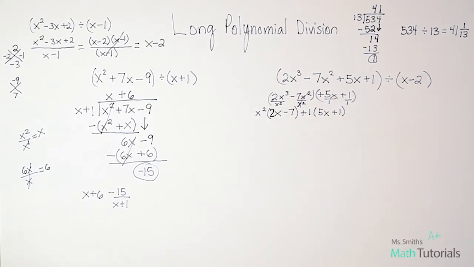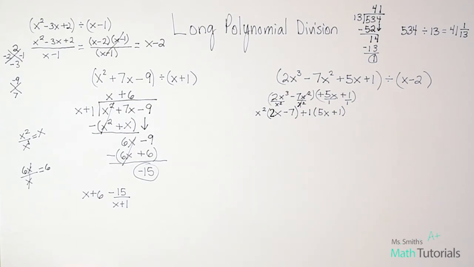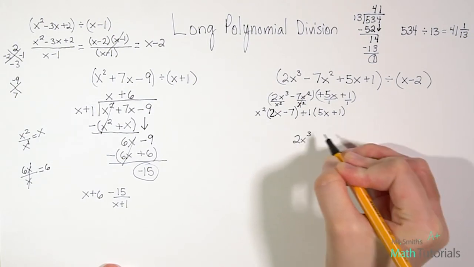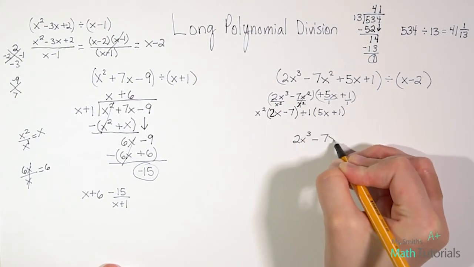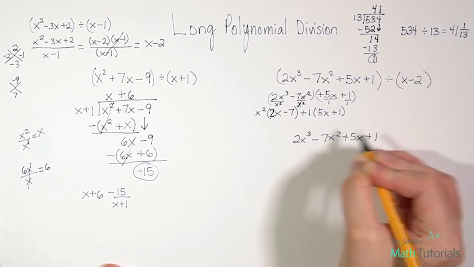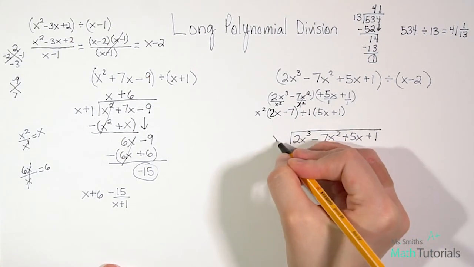Herein lies the problem. In traditional factor by grouping, if you've done your job right, you would end up with twins here. We've done our job right, and we didn't end up with twins. So this is a situation where factor by grouping wouldn't work, and we need to use long polynomial division. So we've got 2x cubed minus 7x squared plus 5x plus 1. And that divided by x minus 2.